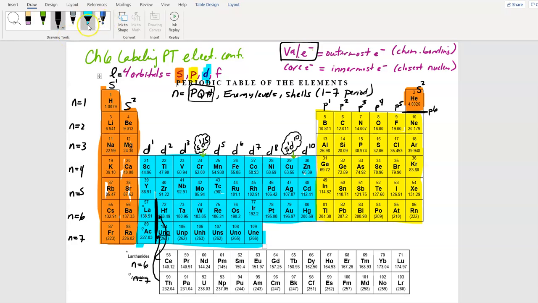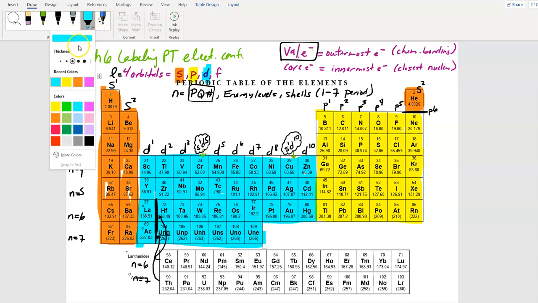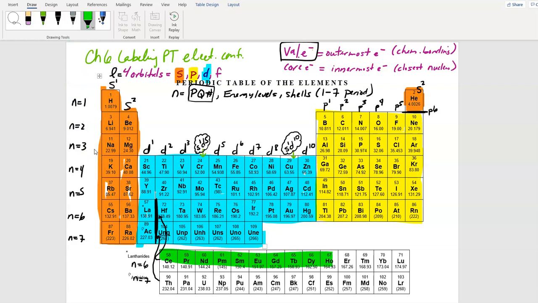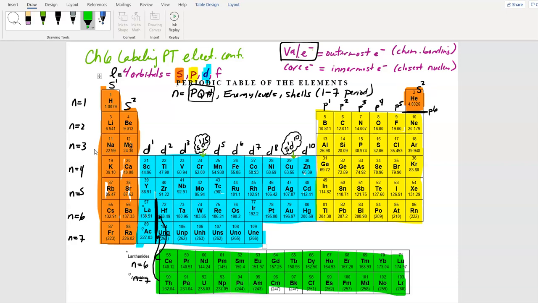So there's my d's. And now I'm going to go over, let's pick Mr. Green. There you go. Here comes the f's. These are all the f's. I know they're inner transitions, ladies and gentlemen, but they don't have the same shape orbitals. So all of these are the f's, and that is my beautiful attempt of coloring. All right, so that's what they are. And if we were going to label them for time's sake, it goes all the way from F1 to F14.